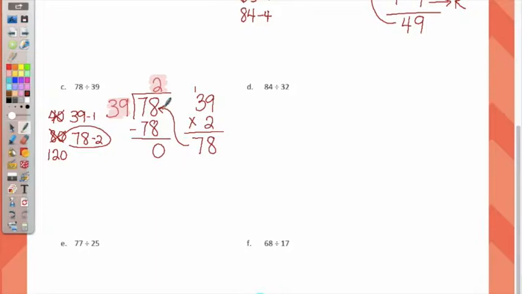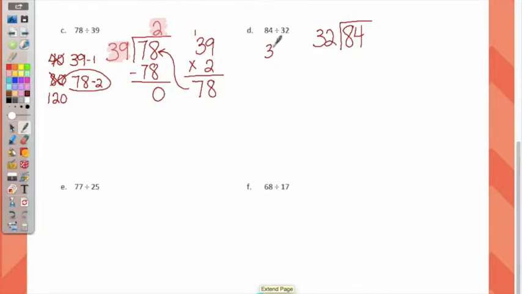All right, let's look at D. 84 divided by 32. What would you do? Would you skip count by 32s? Yeah, I think that's doable. And we can always add, can't we? There we stop. Yeah, that's far enough.